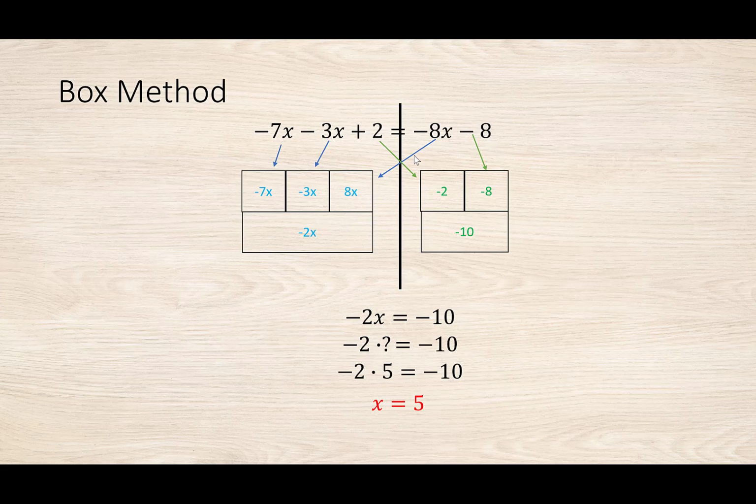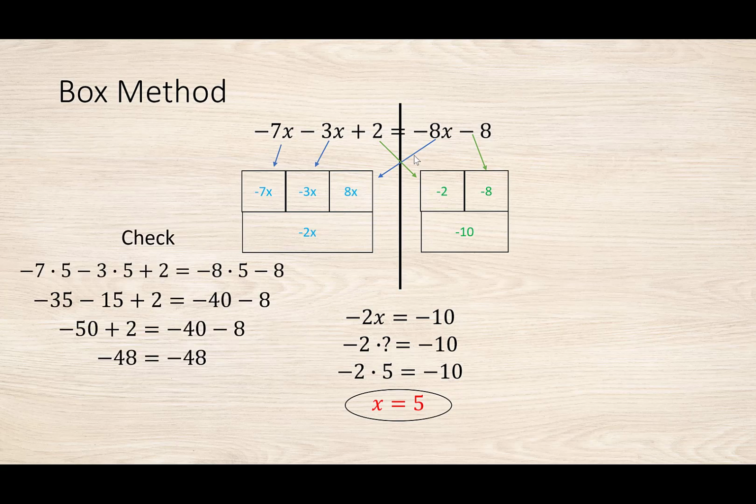If you really weren't sure, you could also divide both sides by negative 2, and you get negative 10 divided by negative 2, which is also a positive 5. So now we can check our answer. We get negative 48 equals negative 48 on both sides, so we know we're good.